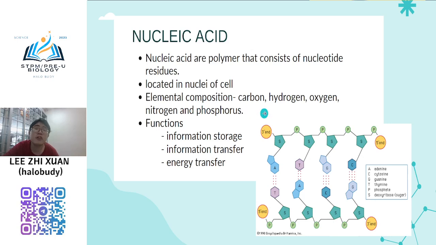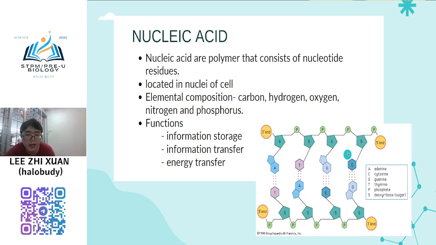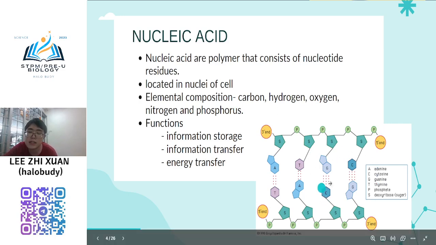The main components are carbon, hydrogen, oxygen, nitrogen, and phosphorus. The main function is that it carries genetic information. We know that DNA and RNA are all genetic material, right? So the nucleotide is the monomer of them. This is the basic structure.